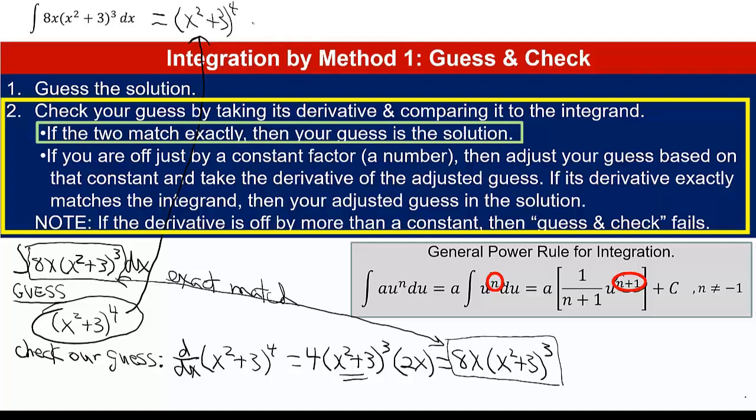And of course, you always have to put the constant of integration plus c on the end to allow for the fact that the derivative of any constant is 0, so there could have been another number added on. We have to allow for that possibility. So the general solution is the quantity x squared plus 3 raised to the 4th power plus c.